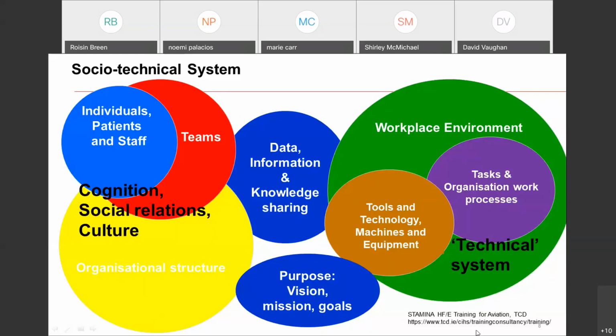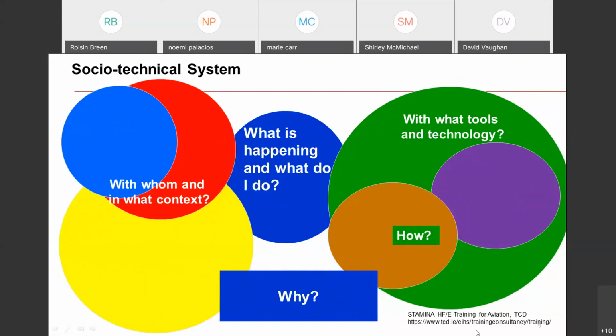So if we look at the system, who do we work with? Who do we work with and in what context? With what tools and technology? How do we use tools and technology? Why do we use them? For what purpose? And then how do we make sense? What's happening and what can I do? So how do we make sense of our world and our environment?